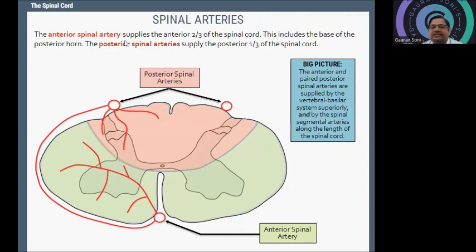The anterior spinal arteries supply the anterior two-thirds of the spinal cord. This includes the base of the posterior horn also. The posterior spinal arteries only supply the posterior one-third of the spinal cord. So what we can see is that the anterior and posterior spinal arteries are supplied by the vertebral-basilar system superiorly and by the spinal segmental arteries along the length of the spinal cord. So here you can see the anterior spinal artery and posterior spinal artery. The anterior spinal artery is given more supply.